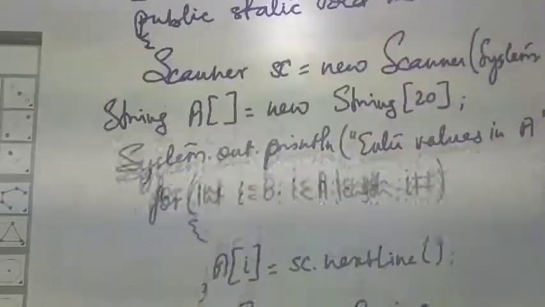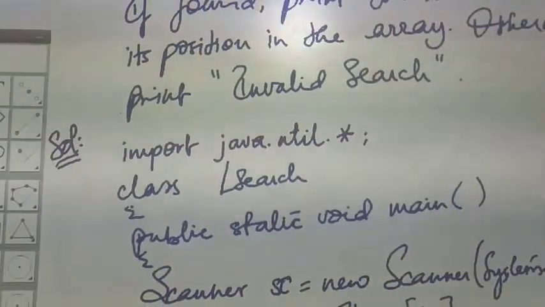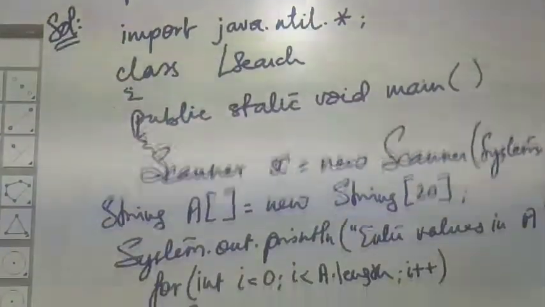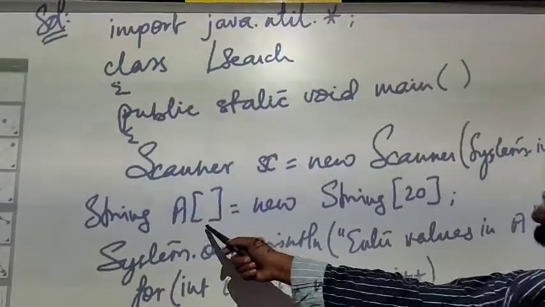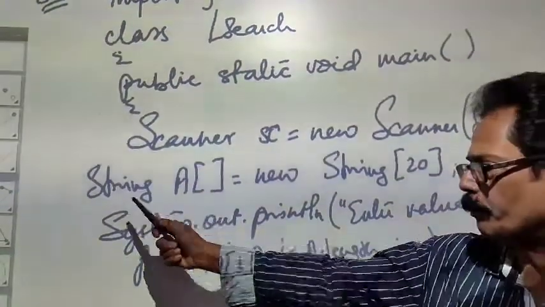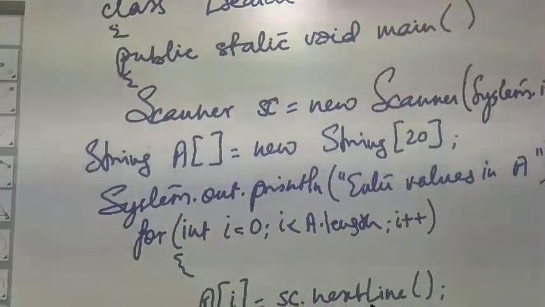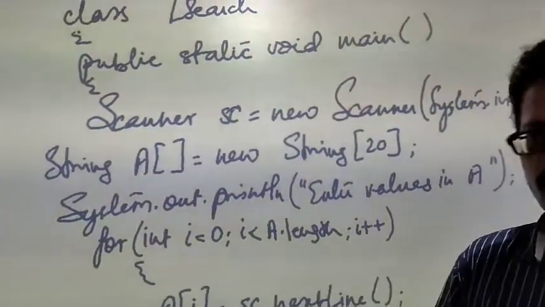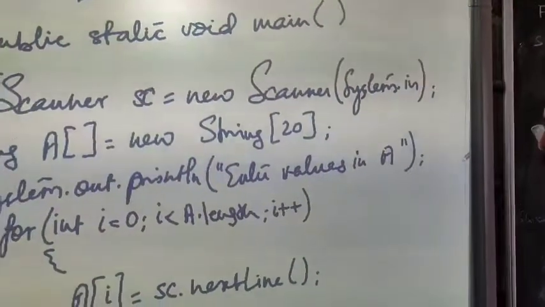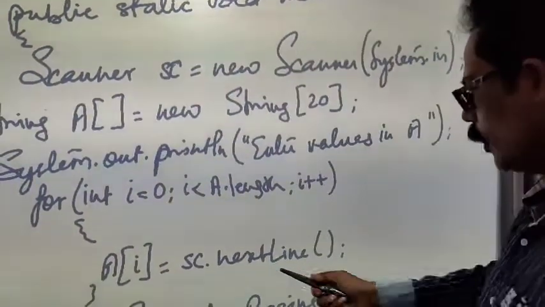So here, again the same thing: accept the array. First declare the array A as string type. Then accept the values in the array, that is a[i] equal to sc.nextLine(). You can also write next. If it is a single word, you can use next. If it is a group of words, you write nextLine.